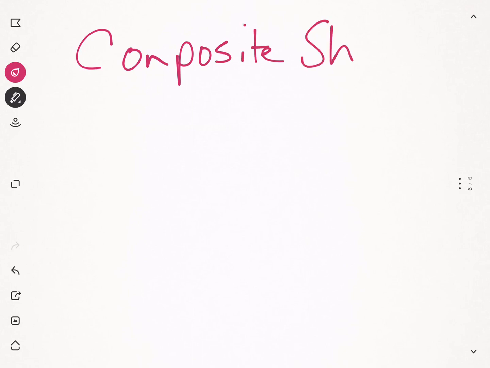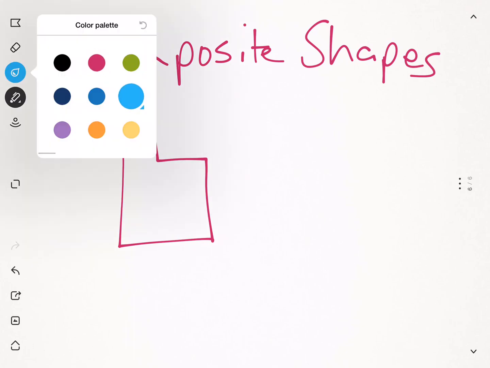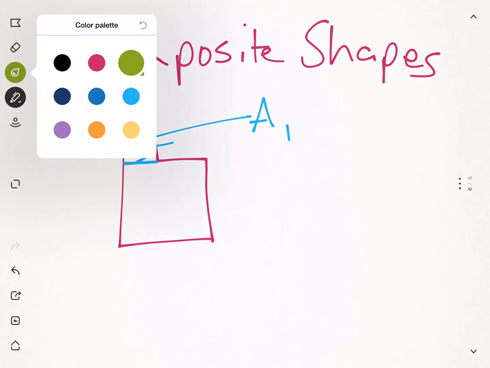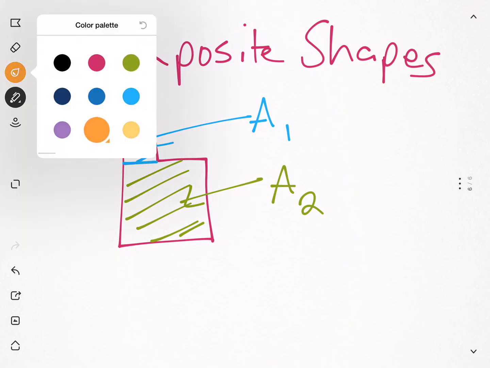Last example, for composite shapes, these are the shapes that are kind of funny looking, where it might be something like this. There's no hard and fast rule on what to do, but you're going to split it into smaller shapes that you know. Like this, we could split it into a smaller rectangle, find the area of that, call that area 1. Find the area of the bigger rectangle, we'll call that area 2. And then these two areas, you are just going to add them together.